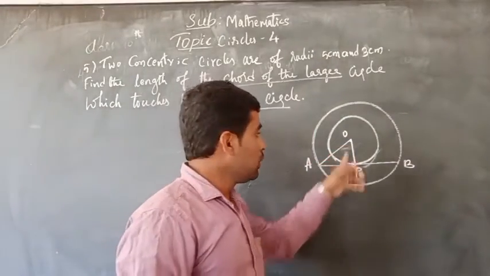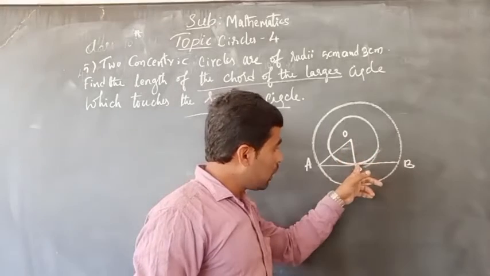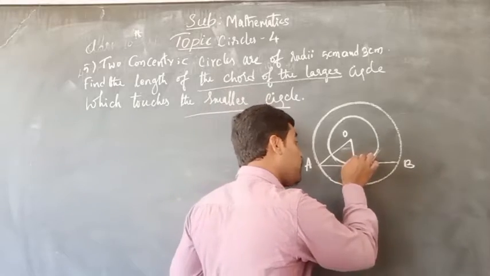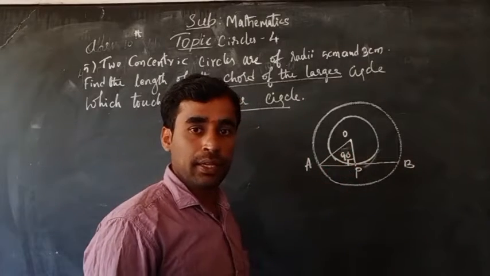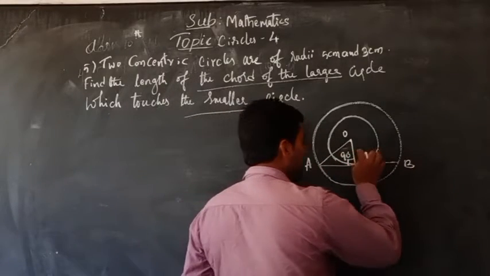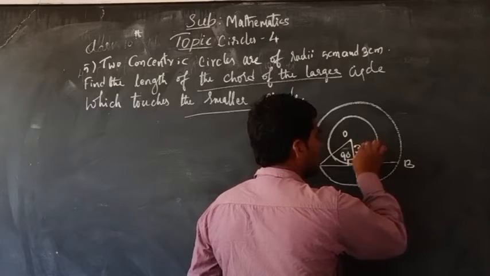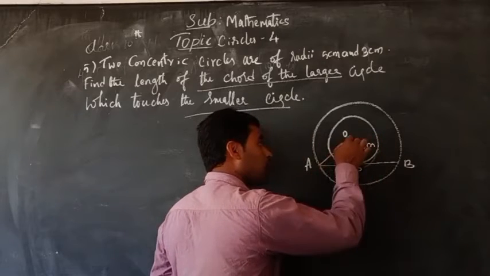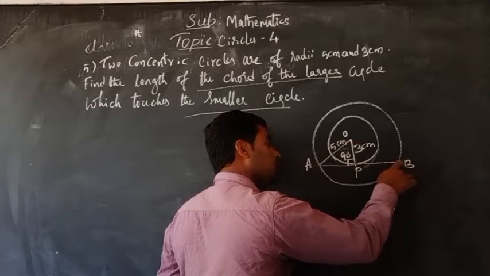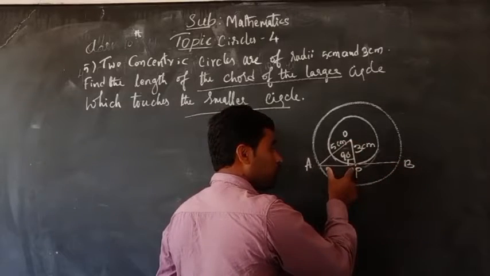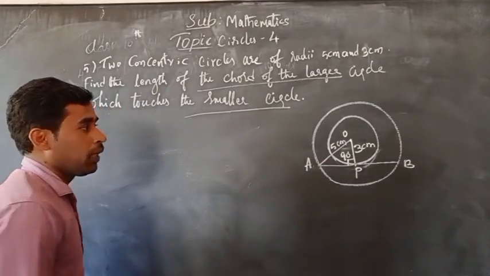As we know, the radius drawn from the center point to the point of contact is what? Perpendicular. Perpendicular means how many degrees it measures? 90 degrees. Here I will draw the radius. The radius of the smaller circle is 3 centimeter and the radius of the larger circle is 5 centimeter. I need to find the length of AB. So first I should calculate the length of AB.